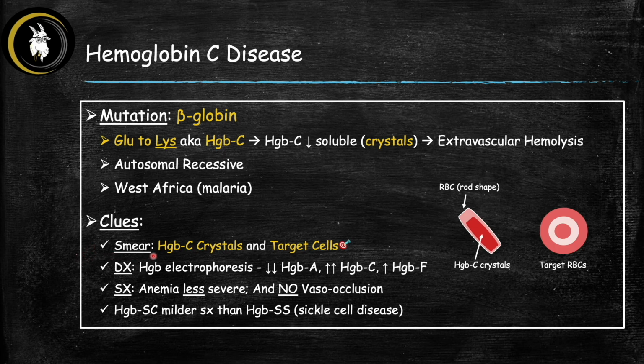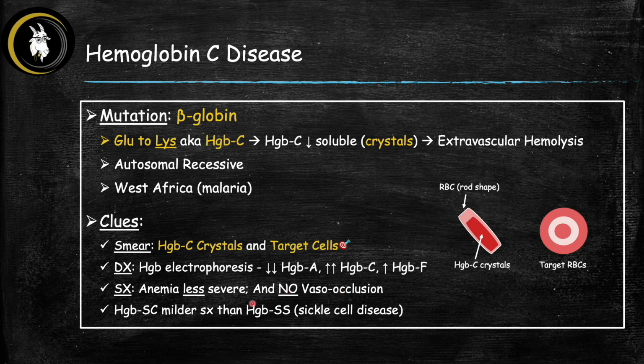Now let's talk about the clues to make this diagnosis. On a blood smear, the two key findings are, number one, hemoglobin crystals inside of red blood cells that are shaped like rods, and number two, the presence of target cells. So these two are the key findings on a smear that are consistent with hemoglobin C disease. The way to confirm the diagnosis is, again, just like sickle cell, we would do hemoglobin electrophoresis. In this case, we have a very low hemoglobin A and some increase in fetal hemoglobin, and of course, very high levels of hemoglobin C.